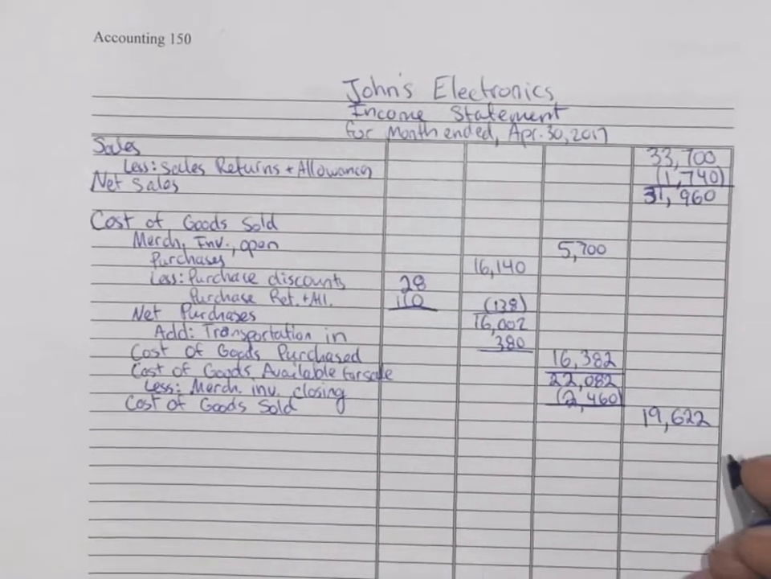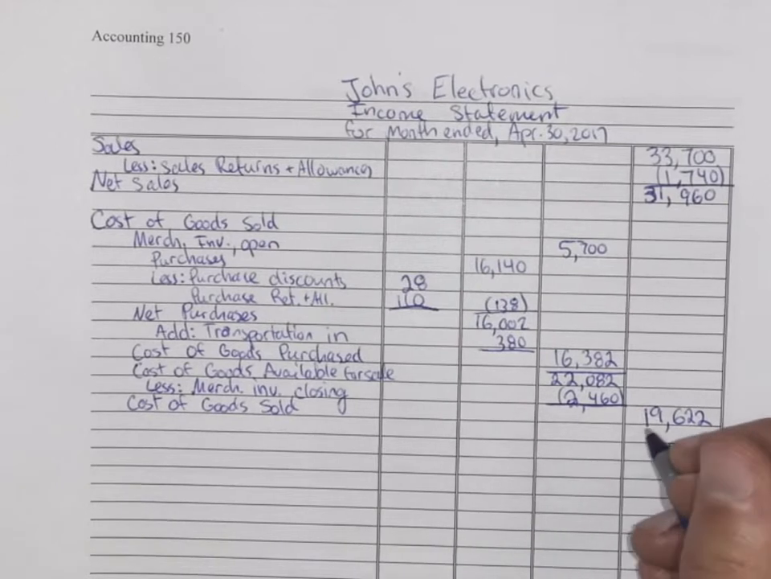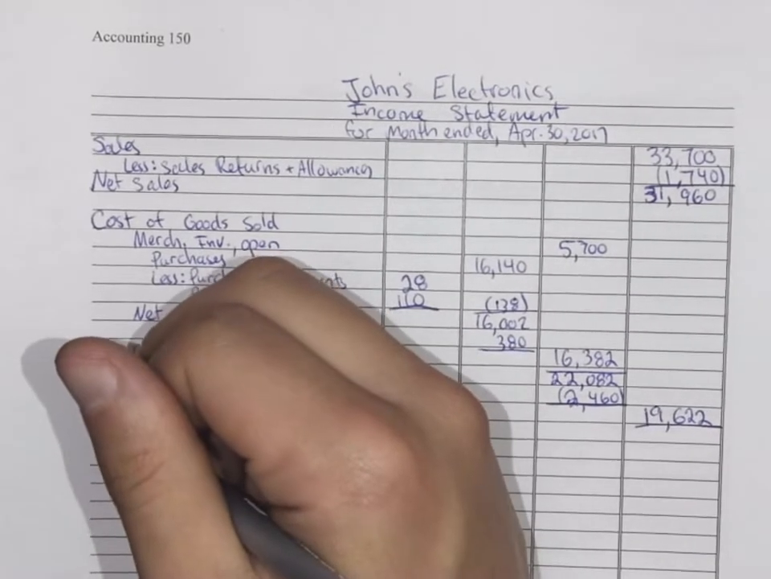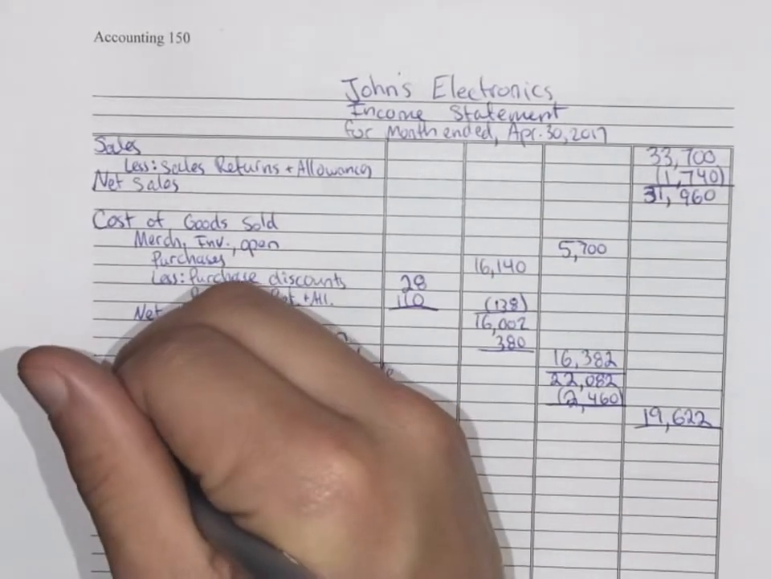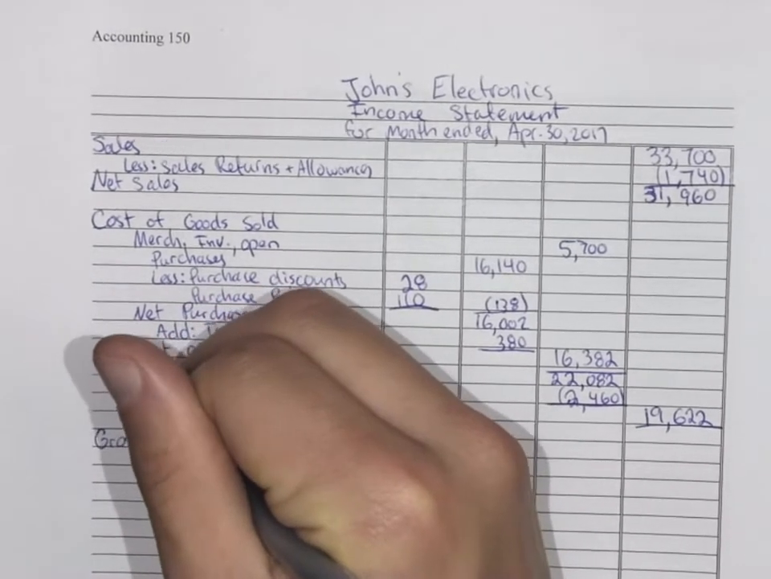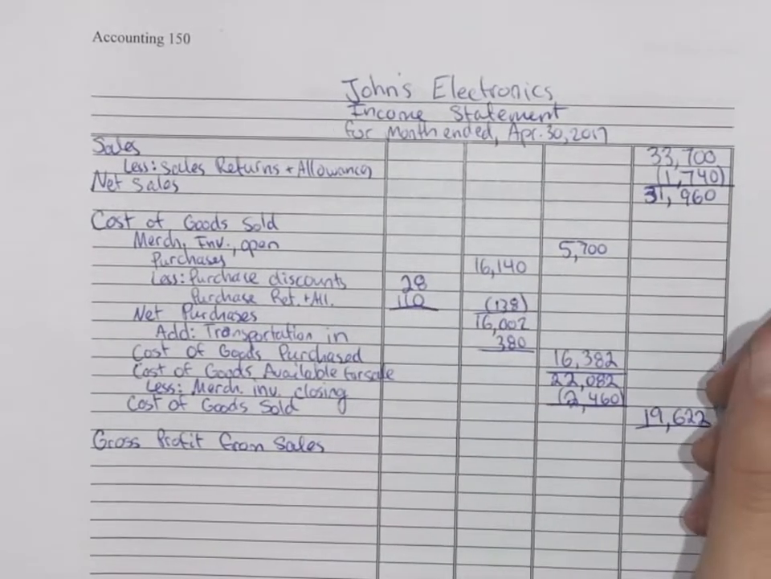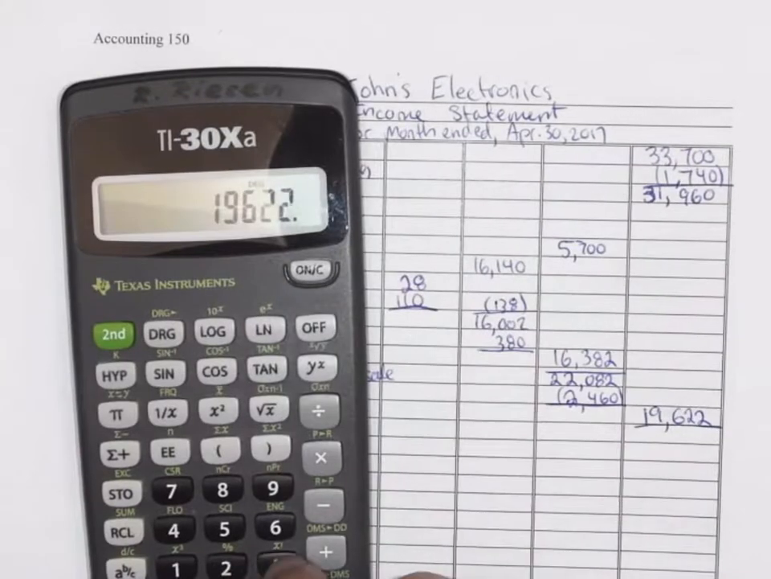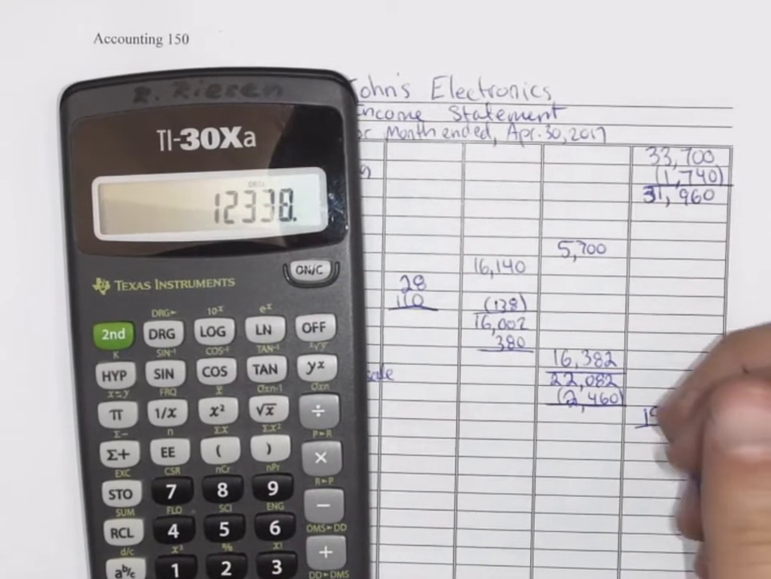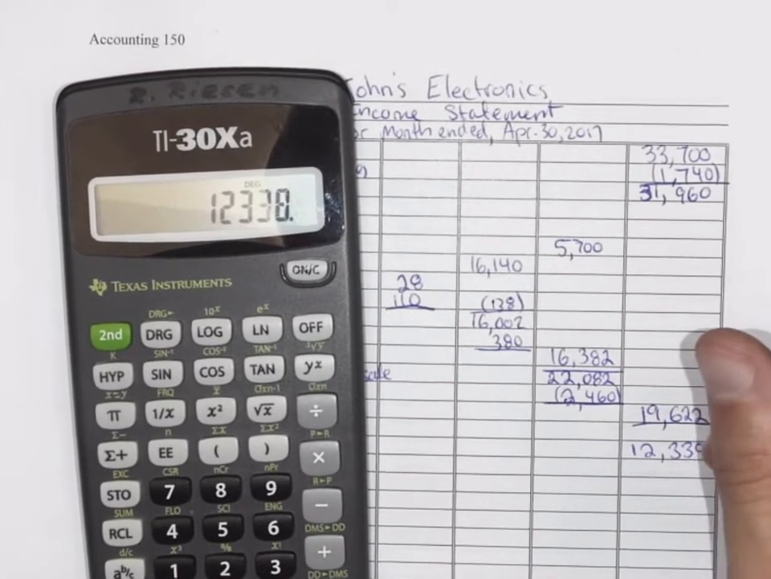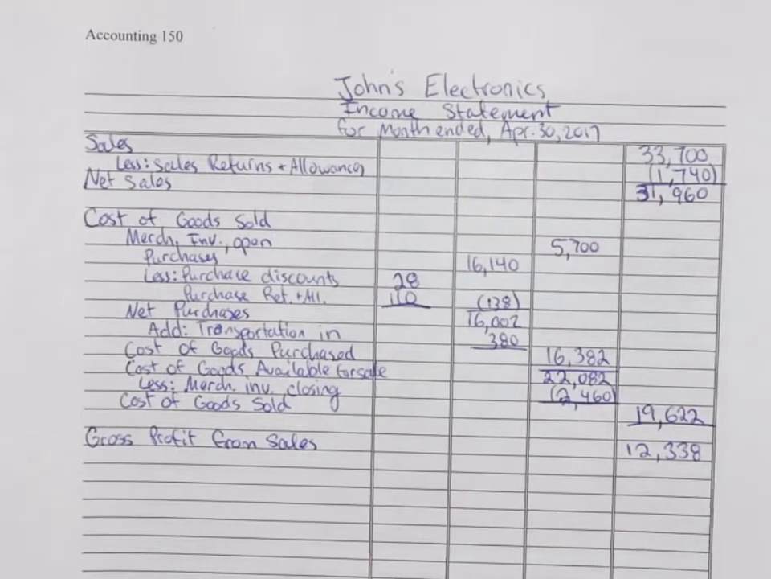All right, everything after this is new territory. So what we determine once we know our net sales and our cost of goods sold is our gross profit from sales. So our gross profit from sales is 12,338.